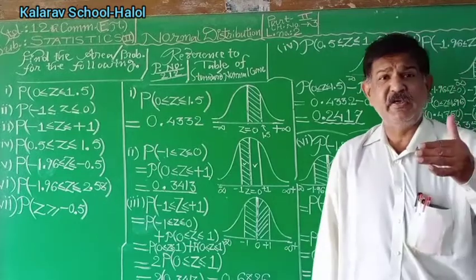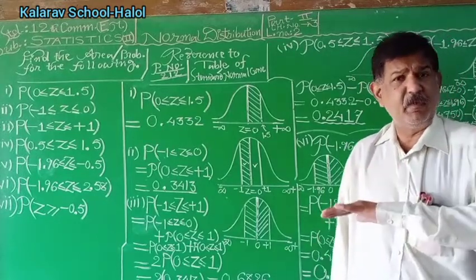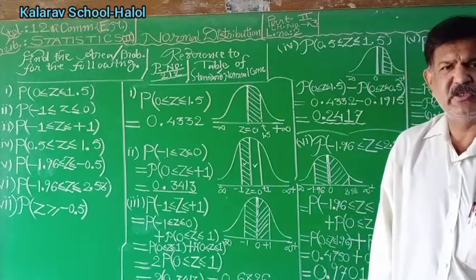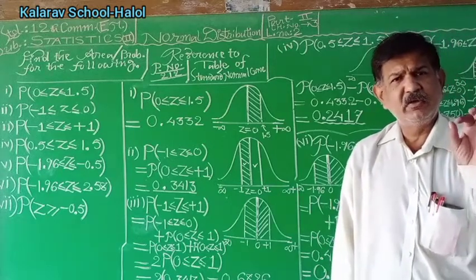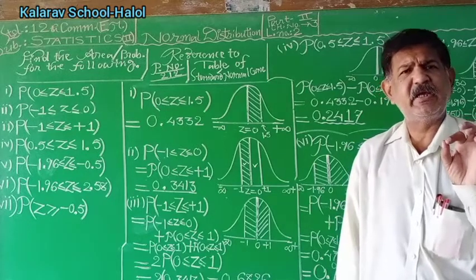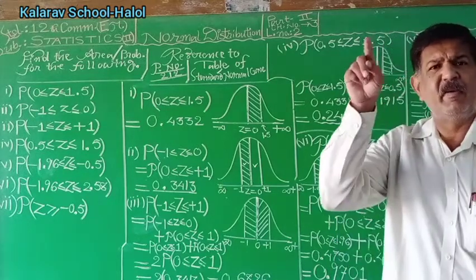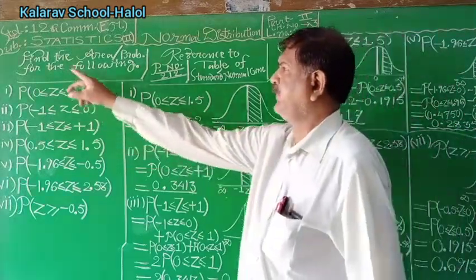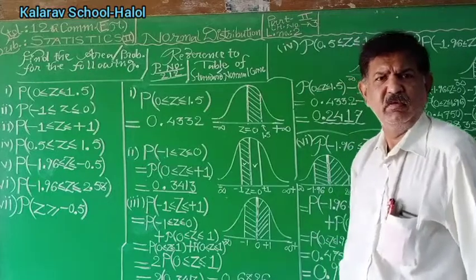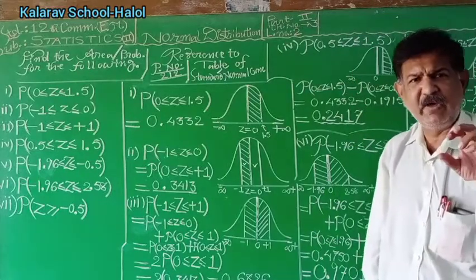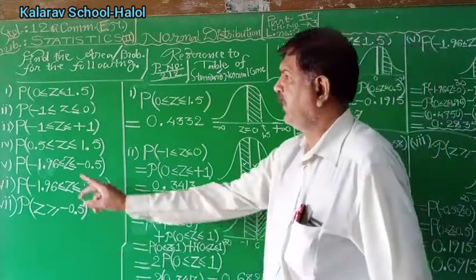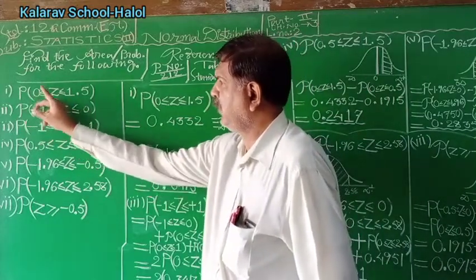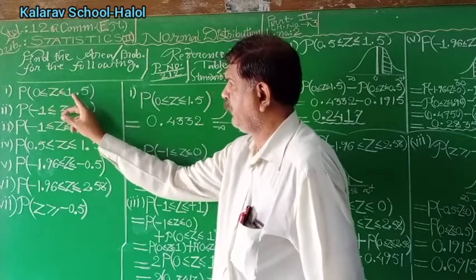Last time we discussed the theory portion, the basic concepts and properties of the normal distribution in this chapter. Today we take simple, basic examples based on the normal probability distribution and the standard normal curve. Find the probability or area under the given curve for the given value. We have to determine the probability between 0 and 1.5, that is, 0 ≤ z ≤ 1.5.